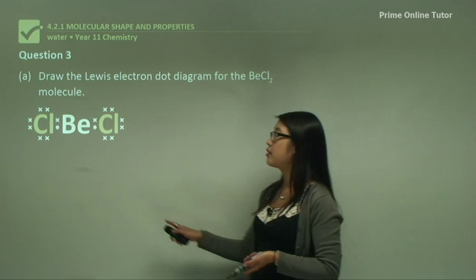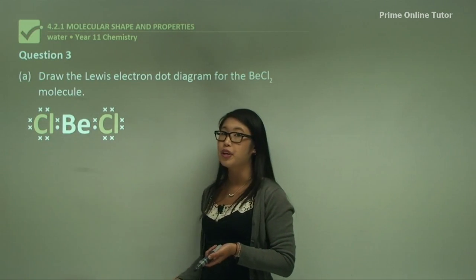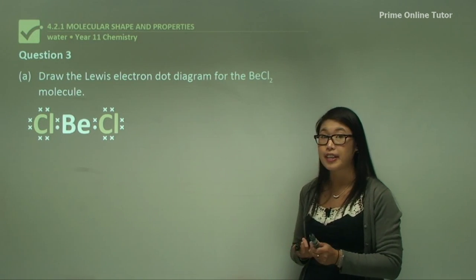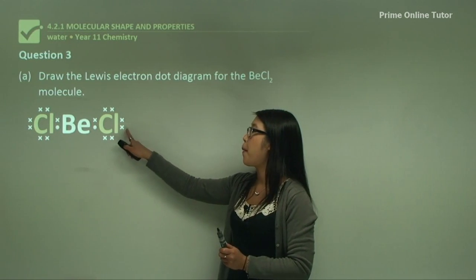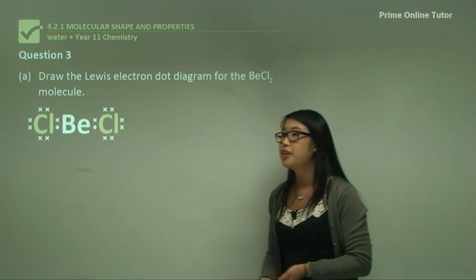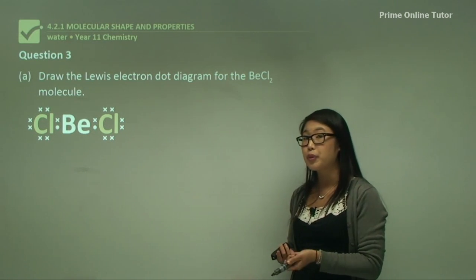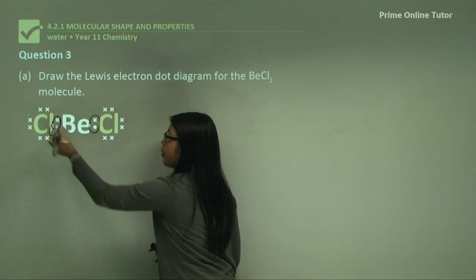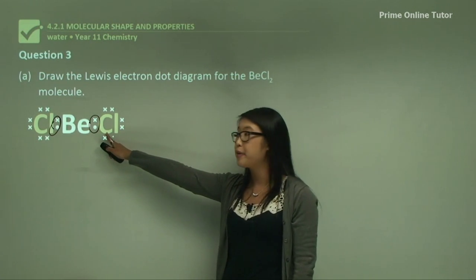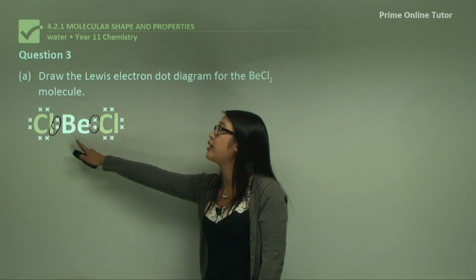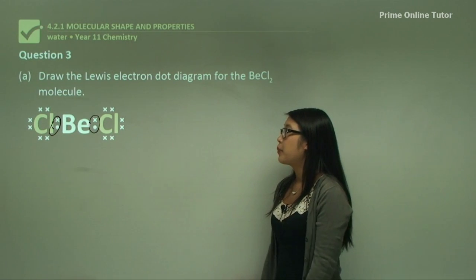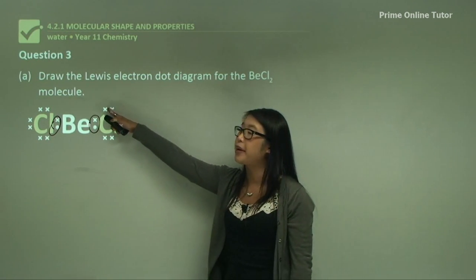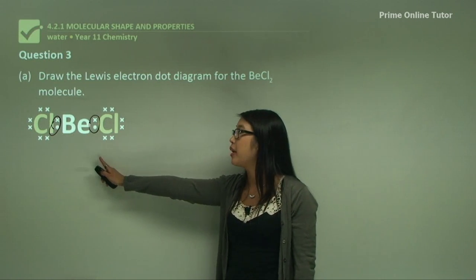So the beryllium has 2 electrons in its outermost shell, represented by the dots. The chlorine atom, if you look at your periodic table, should have 7 in its outermost shell, represented by all the crosses. So covalent bonding involves 2 electrons. So a covalent bond is here and here. 1 electron comes from the chlorine atom, 1 electron comes from the beryllium atom, and the same on this side. So then we have 6 electrons left from the chlorine, which we can then distribute around the chlorine atom to give us 8 in the outermost shell, and again on this side.